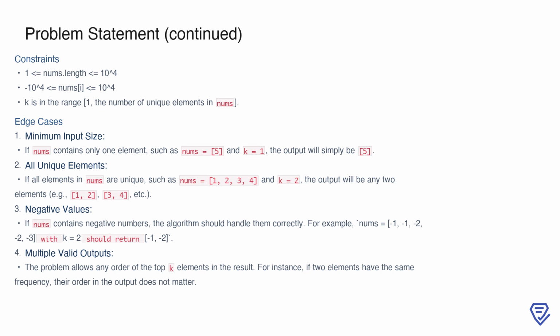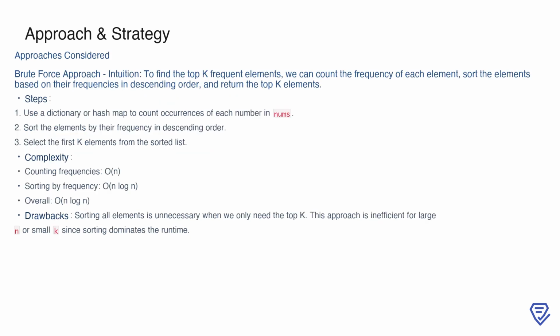To solve the problem of finding the top k frequent elements, one straightforward approach is the brute force method. Here, we begin by counting how often each element appears in the input array using a dictionary or hash map. Once we have the frequencies, we sort all the elements in descending order based on their frequency. Finally, we select the first k elements from the sorted list.